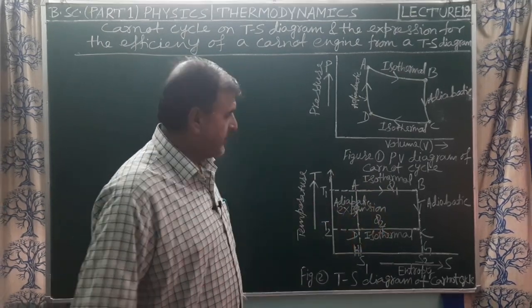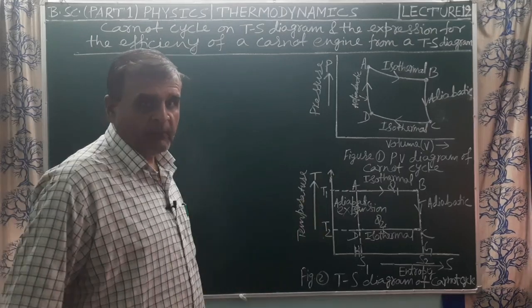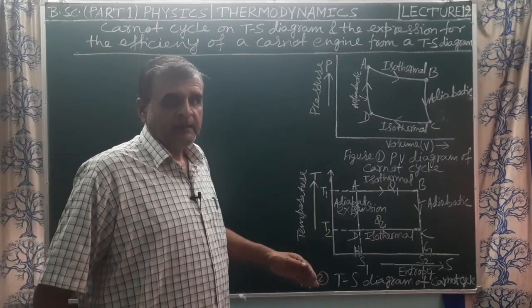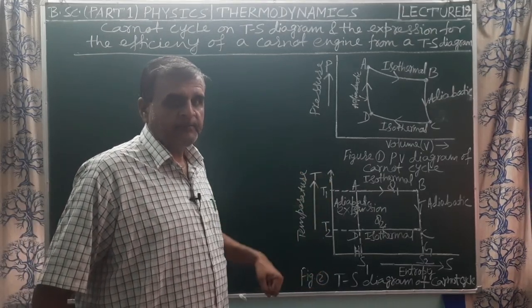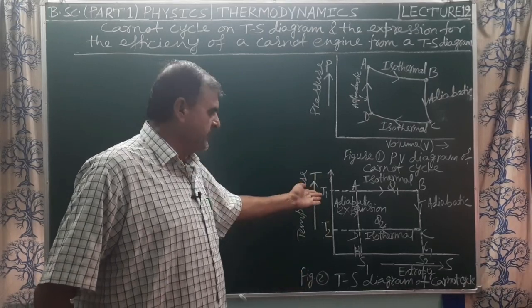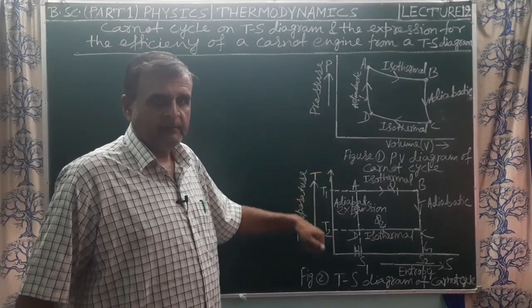The sink is a colder body at temperature T2 Kelvin, while the heat source is a hotter body at temperature T1 Kelvin.